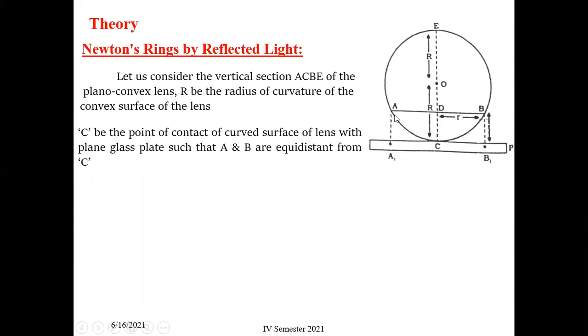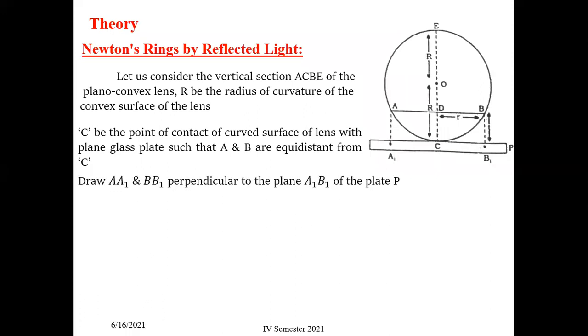So point A and point B are both equidistant from point C. This point C is the point of contact between the curved surface of the plano convex lens and the plane glass plate. So both points A and B on the circle are equidistant from point C.